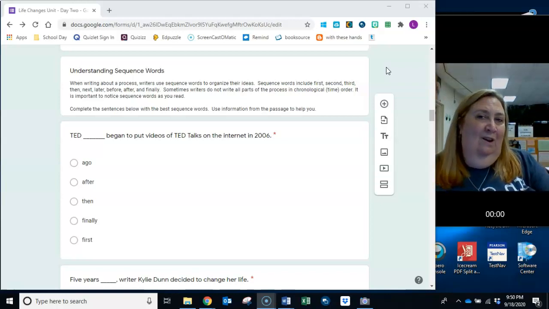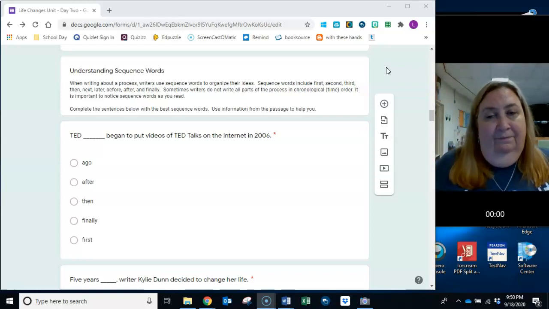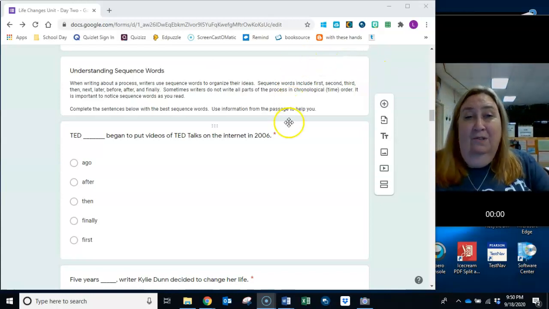Sometimes writers don't write all parts of the process in chronological or in time order. So it's important to notice those sequence words as you read so that you can put them in order as you're reading. Okay, so I've given you some sentences here and I've left out the sequence word, and you need to go back and figure out which sequence word makes the most sense. And some of them might have a possibility of a couple answers, so let me tell you this.